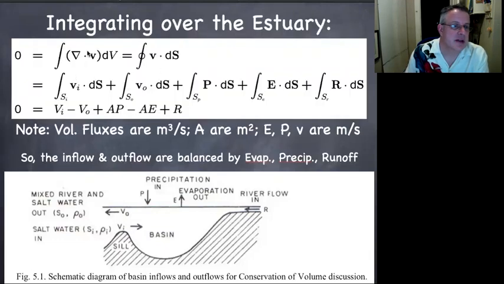So if we integrate over the estuary, just like I said, we integrate the divergence of V. That's equal to the closed integral of V dot dS. That's the divergence theorem, which then could be broken up into being the inflows through the different surfaces: the inflow surface, the outflow surface, the surface for precipitation, the surface for evaporation, and the surface for the rivers.